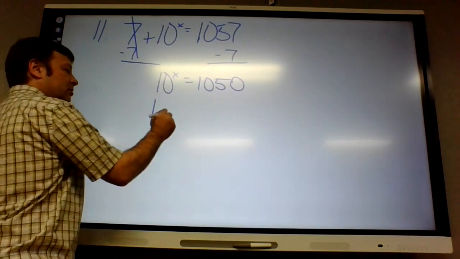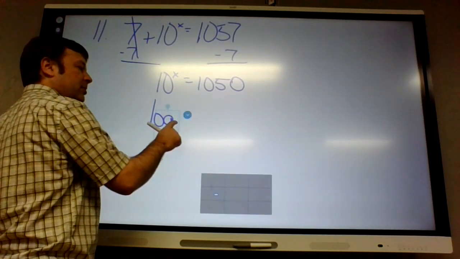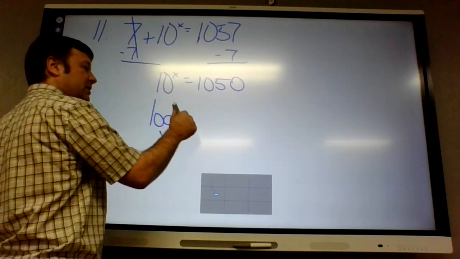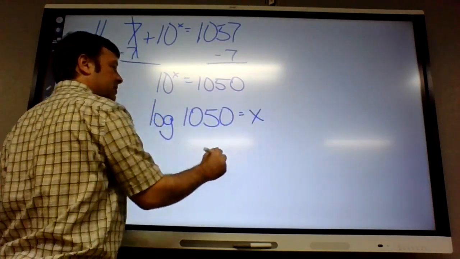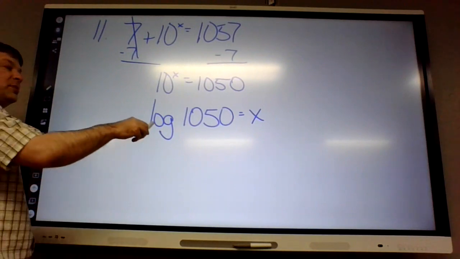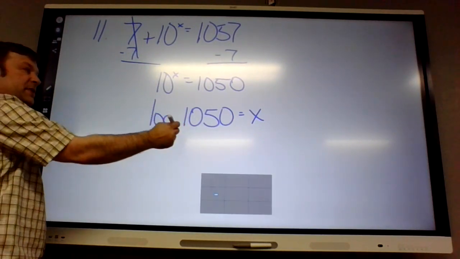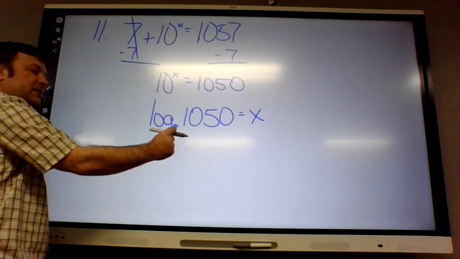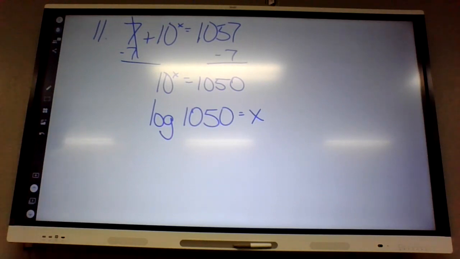So, log base 10. Remember the base 10 is the common log and you don't really need to put it. Everybody, you can just push the common log button, 1050. Because if it's base 10, you just use the normal log. Common logarithm.